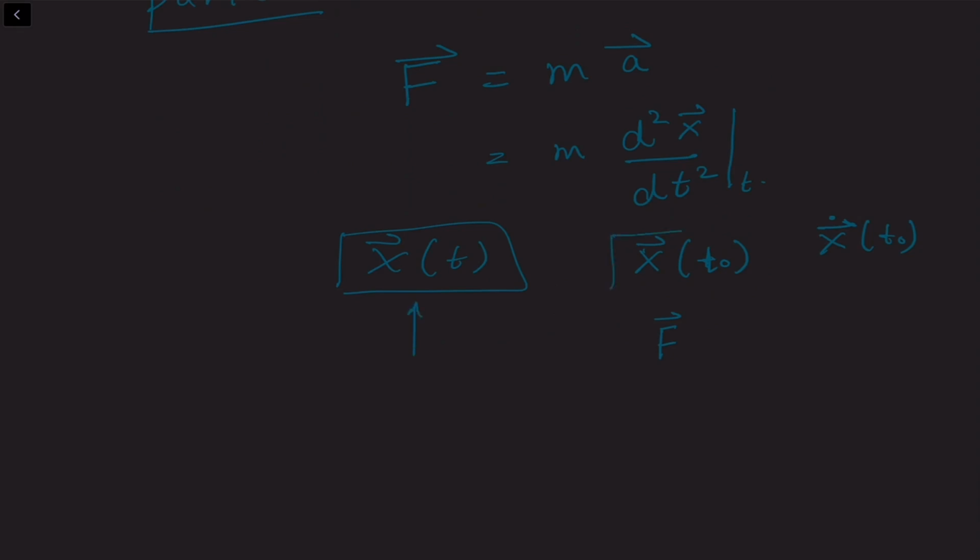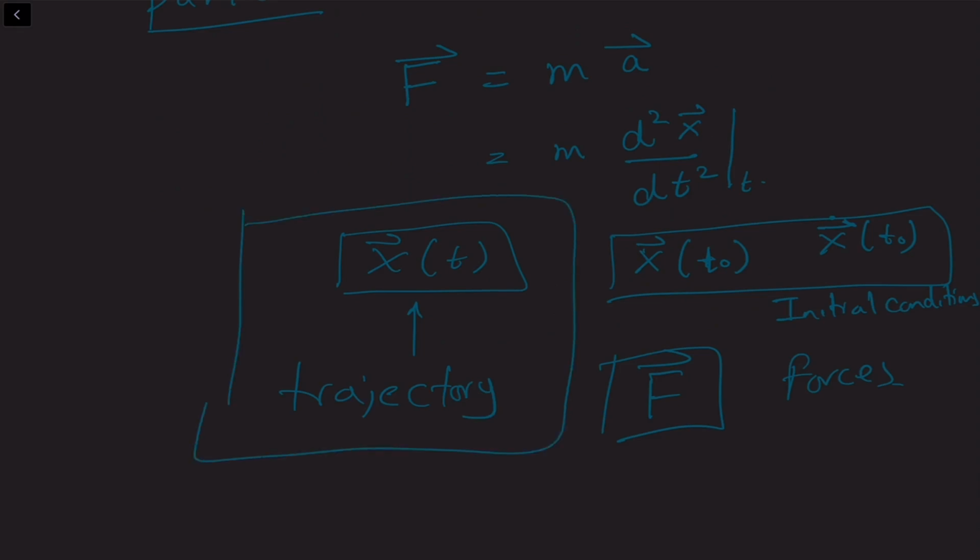So given some initial conditions, and given the forces acting on the particle, you can figure out the trajectory. That is, what the particle will do in the future, okay, under the action of those forces. So this is what we mean by dynamics. We can figure out the motion of particles under the influence of its interactions with its environment.